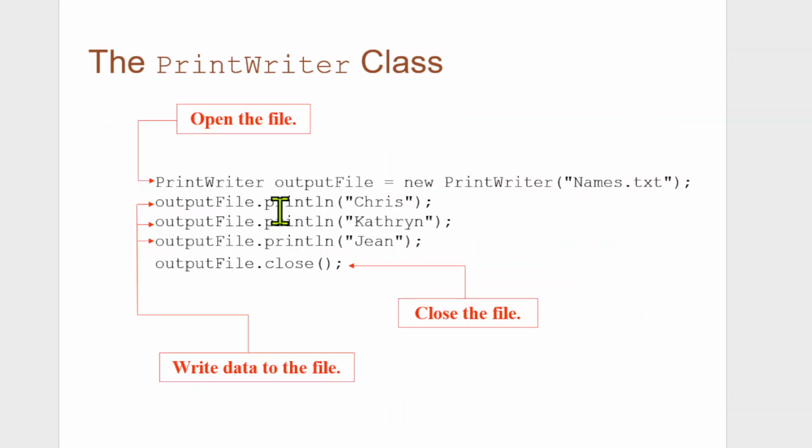So you create a PrintWriter object, and I use the name outputFile. We instantiate an object, println Chris, println Chris, println Gene, and then we say close. So the file is going to have three names. That's all going to come out of the file.